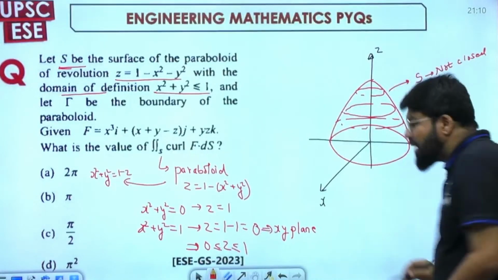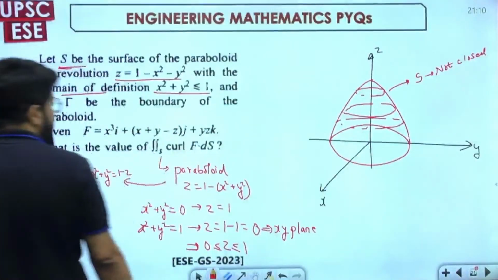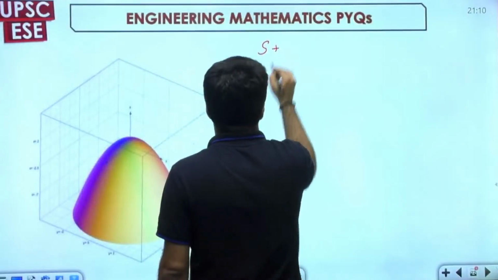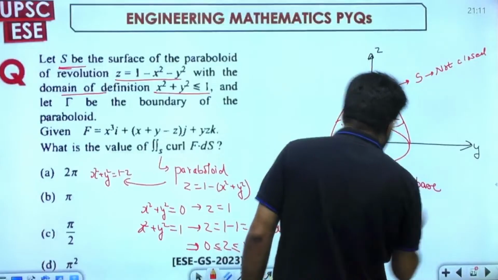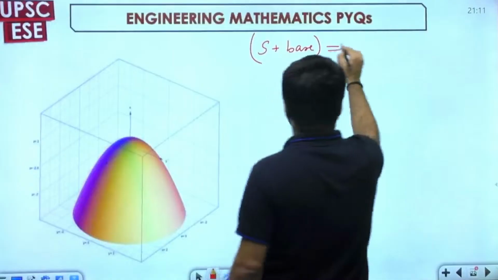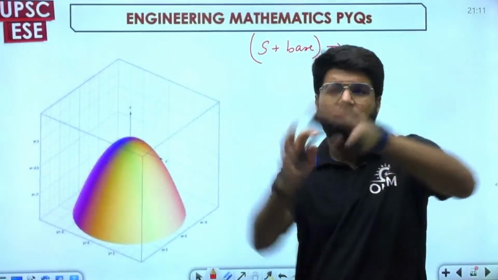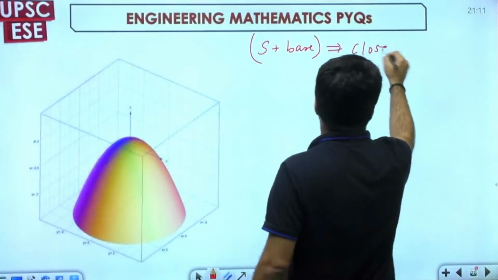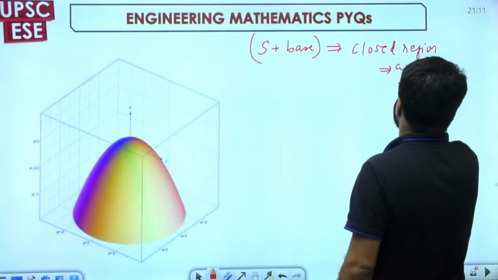This is not closed. But if you take the closed surface, let S be the surface of the paraboloid and take this particular surface, which is the base. If you take S plus base, this makes a closed body. If you place a circular disc at the bottom, so it becomes a closed region. And for any closed region, the Gauss divergence theorem will be applicable.